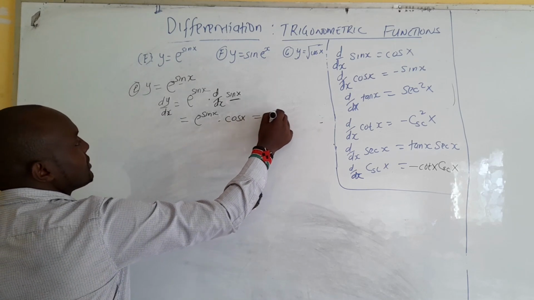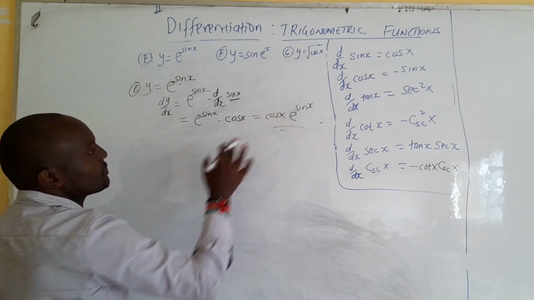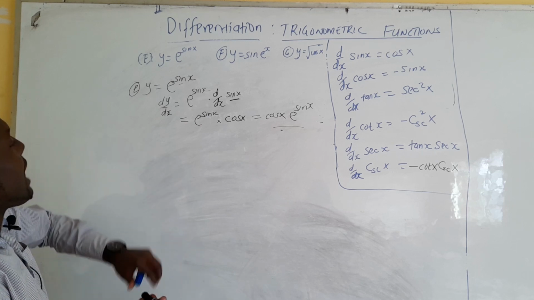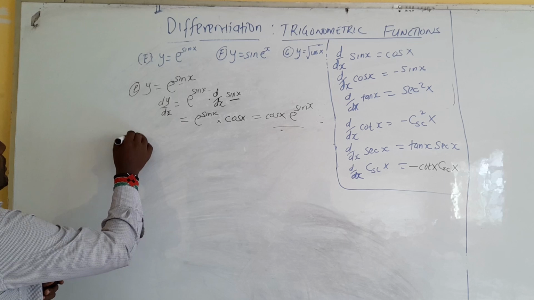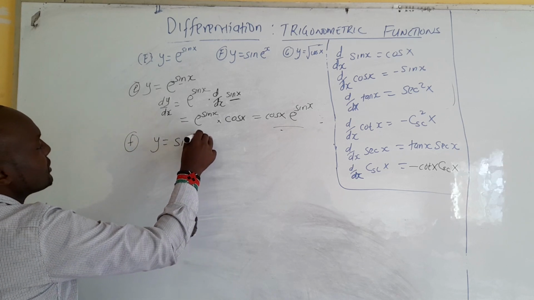So the answer will be cosine of x times exponential to power sine of x. You can arrange it the way you want. So that's how we solve that one. It is a combination of exponential and trigonometry. No problem. Example 6. y is equal to sine of exponential x.